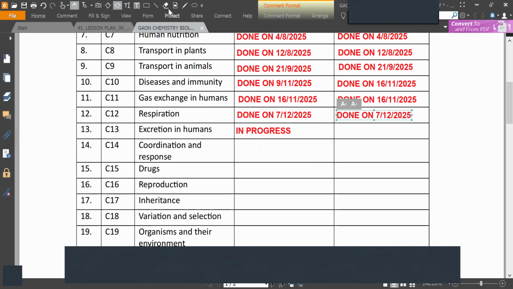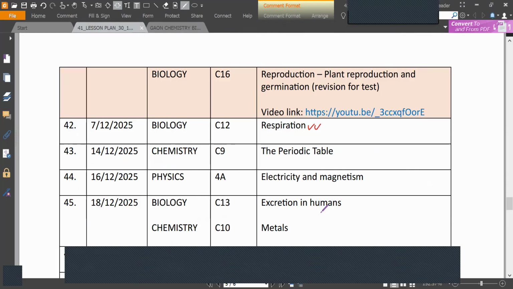Next, let's take a look. Respiration is done, so now we move on to the next topic, periodic table, chemistry. Let's take a look.